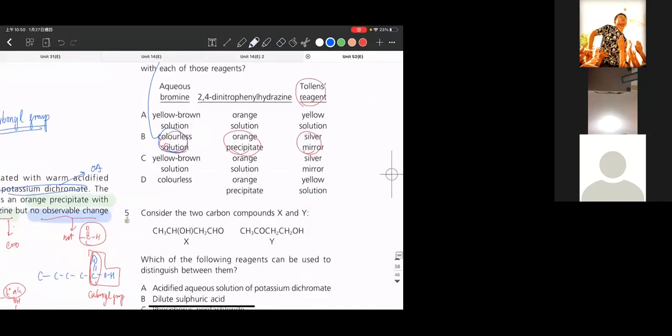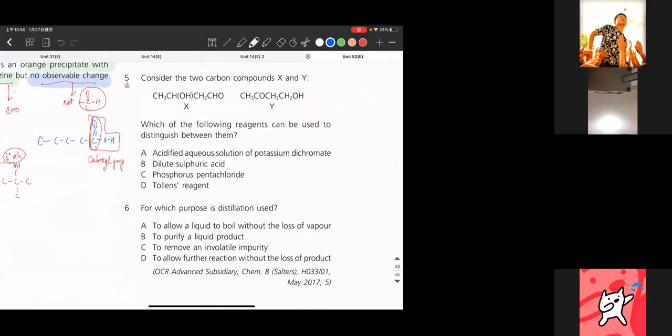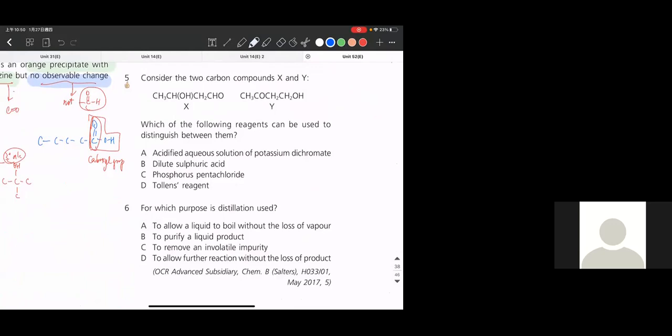About question five. Oh, Langaki. Question five. Are you here? D. Can you elaborate more on D? Tollens reaction, right? Aldehyde. Yes, silver mirror. No silver mirror. How are these? Hydroxy group here inside. Now there is no action on Tollens reaction, but the only difference to check is for the presence of aldehyde.